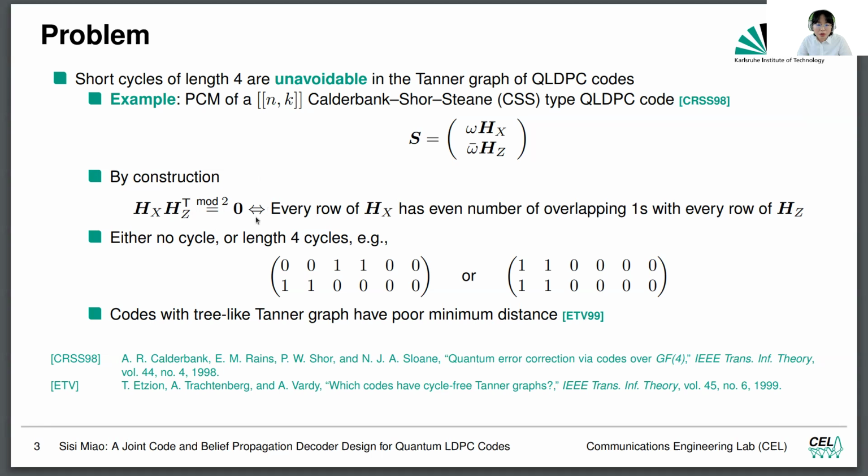Then we take a closer look. This means that every row of HX must have an even number of overlapping ones with every row of HZ because they are binary matrices. If we want an even number of overlapping ones, then we can either have no cycle, so all the ones are disjoint, or we have to have 4-cycles. For the first case, if we have a code with a tree-like Tanner graph, so no cycle, then we will have a very bad minimum distance. So this will not give us a good code. Then we have to live with the second case with 4-cycles.